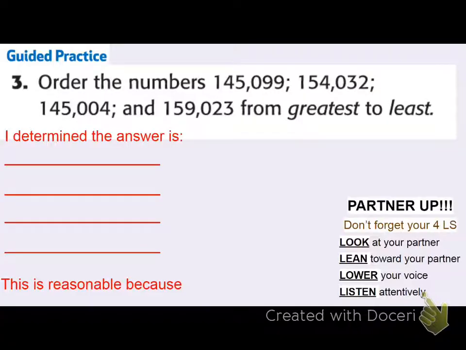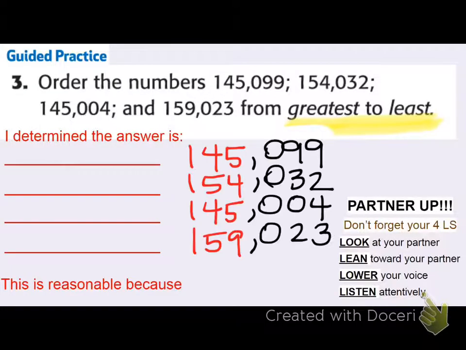Okay, guided practice number 3, order the numbers 145,099, 154,032, 145,004, and 159,023 from greatest to least. Well, I'm going to underline greatest to least because they need me to find the biggest value and order these numbers all the way down to the smallest value.